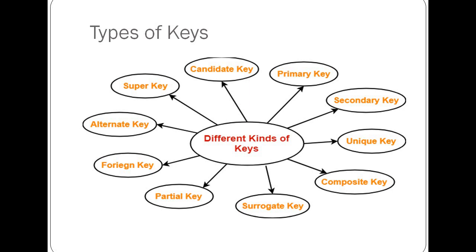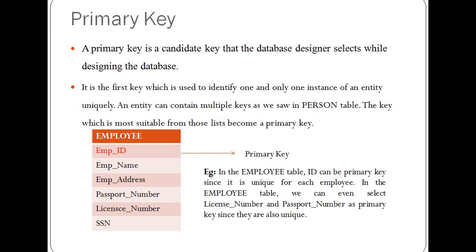Next, coming to the types of keys. We have different types of keys, shown here: primary key, secondary key, unique key, composite key, surrogate key, partial key, foreign key, alternate key, super key, and candidate key. Next, coming to the primary key.